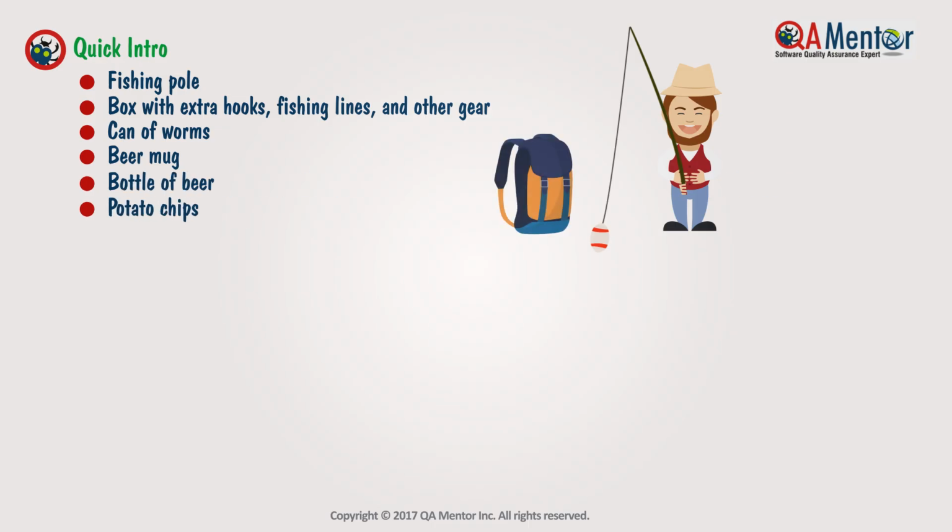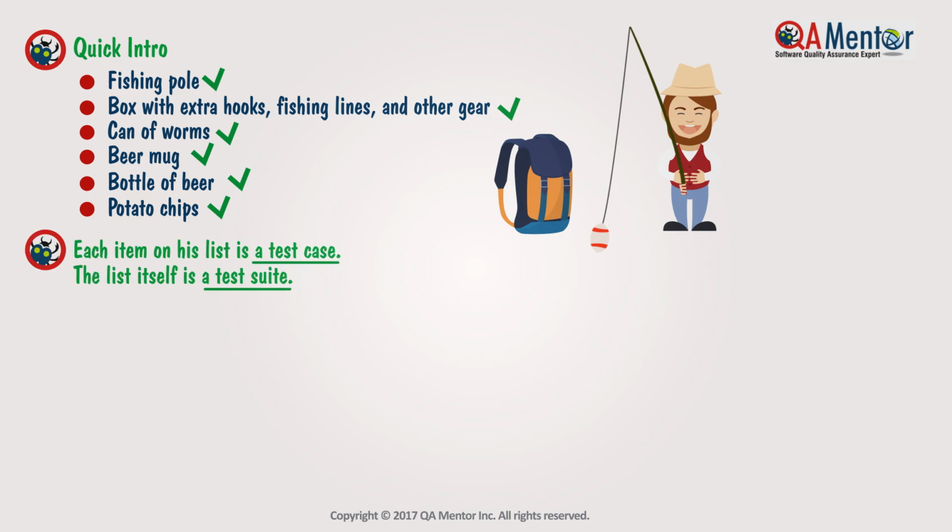In the morning, Mr. Wilson takes that list and checks his backpack for the availability of each of the 6 objects. Each item on his list is a test case. The list itself is a test suite.